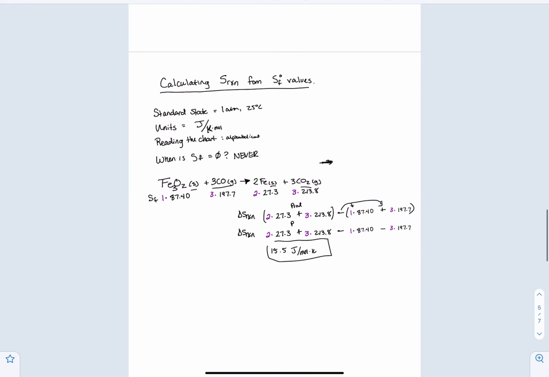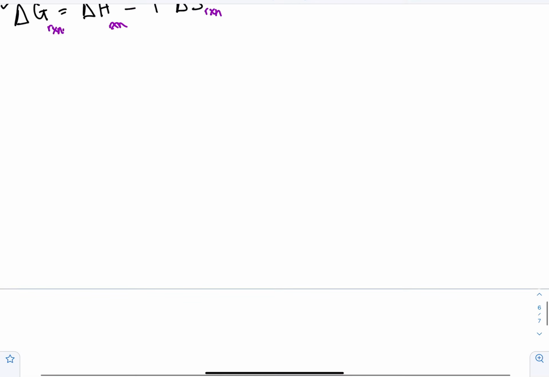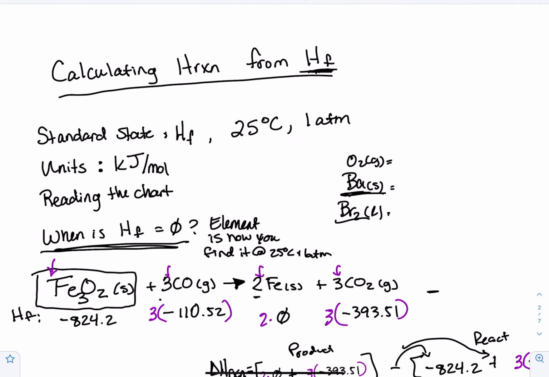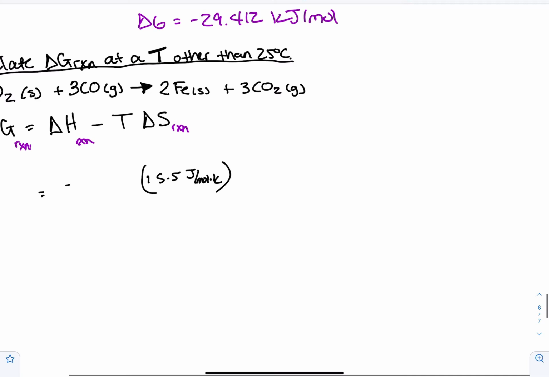Let me zoom up to the H value. There's our S value, 15.5. So I'll go back here. This value was 15.5 kilojoules. That was S, sorry. Joules. 15.5 joules per mole Kelvin. So that's my S value. My H value, I think that was quite a bit higher. It's right here. Negative 24.77. So negative 24.77. And then this value was kilojoules per mole.